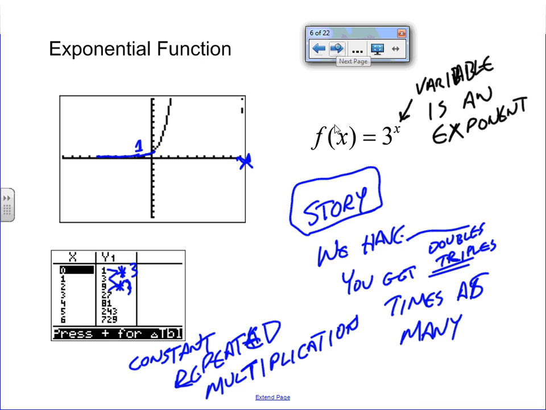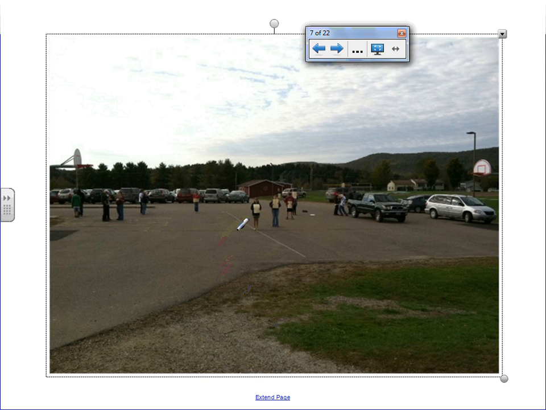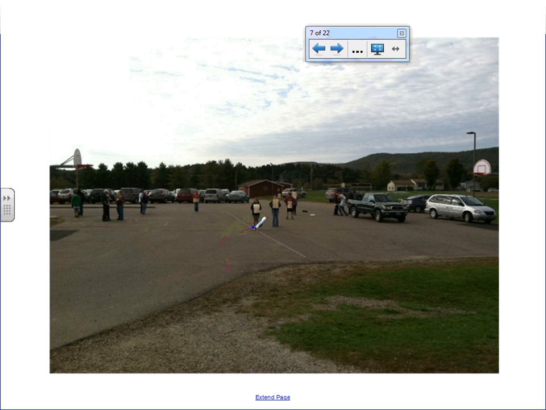Okay, and if you remember on this particular one, we've got right here passing right at 1, and then going up really, really quickly.